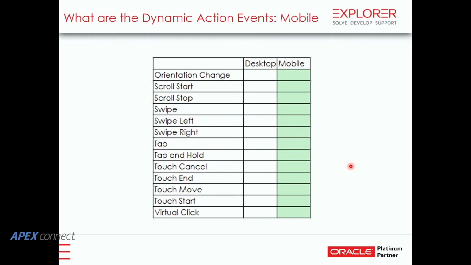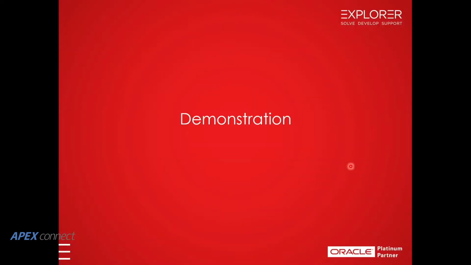For mobile exclusive ones, you've got scroll, swipe, tap, touch, and something called virtual click, and you've got orientation change, your landscape portrait on your phone. So let's go straight into the demonstration.